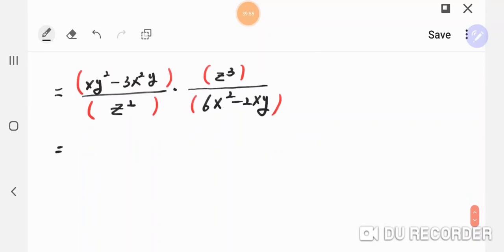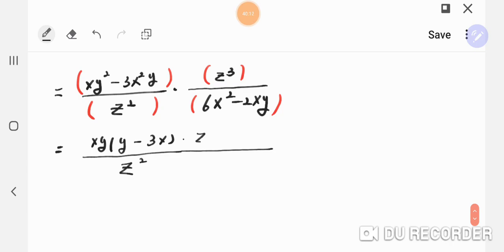Alright, the first part has a common factor xy. So factor out xy, then y minus 3x over z squared. Let's extend this fraction bar and multiply by the numerator z cubed. The denominator has a common factor 2x, so why don't we factor out 2x? Then this will be 3x minus y. So this is a product. The numerator is all product and the denominator is all product.